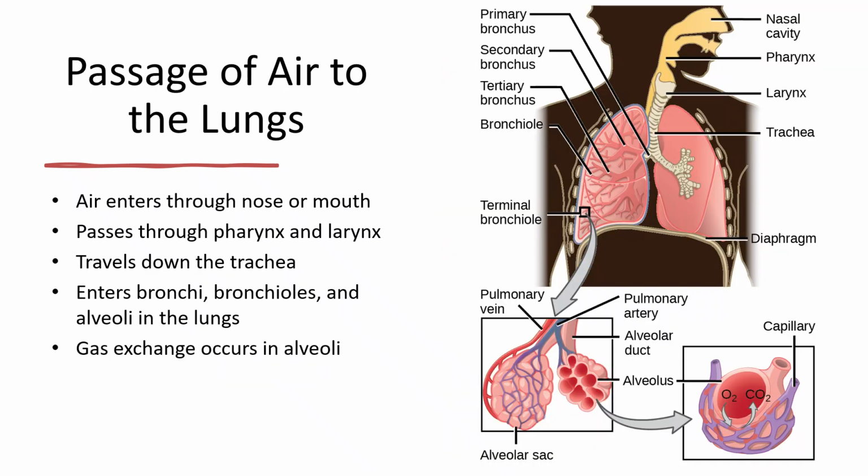Air enters through the nose or mouth, passes through the pharynx and larynx, travels down the trachea, and moves into the bronchi, bronchioles, and finally, the alveoli in the lungs. The alveoli are tiny sacs where oxygen enters the blood and carbon dioxide leaves it.